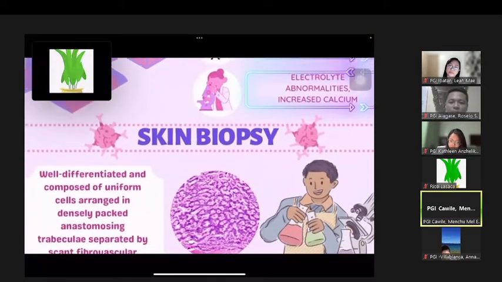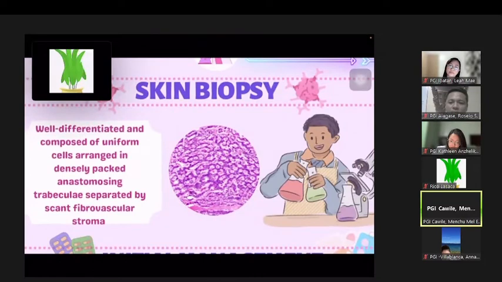On skin biopsy, for the gross pathology, they are usually solitary, well-circumscribed, large solid tumors with an average size of 5 to 10 cm. For its microscopic features, histologic features of glucagonomas are similar to and indistinguishable from other pancreatic neuroendocrine tumors. So they are almost always well differentiated and composed of uniform cells arranged in densely packed anastomosing trabeculae separated by scant fibrovascular stroma.